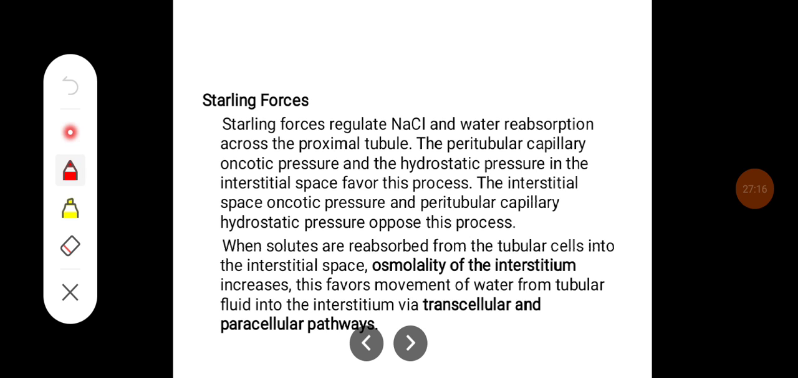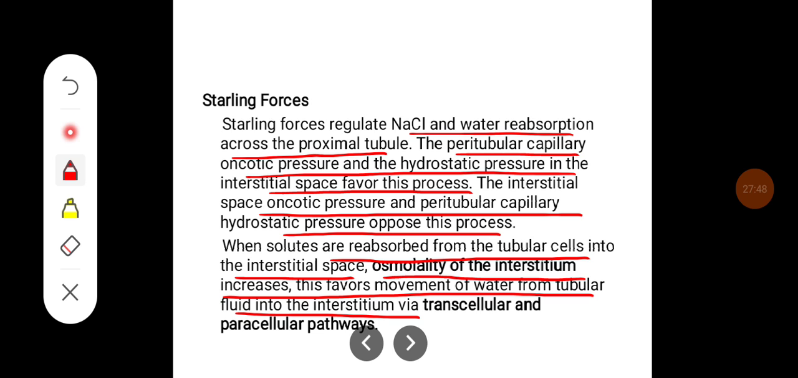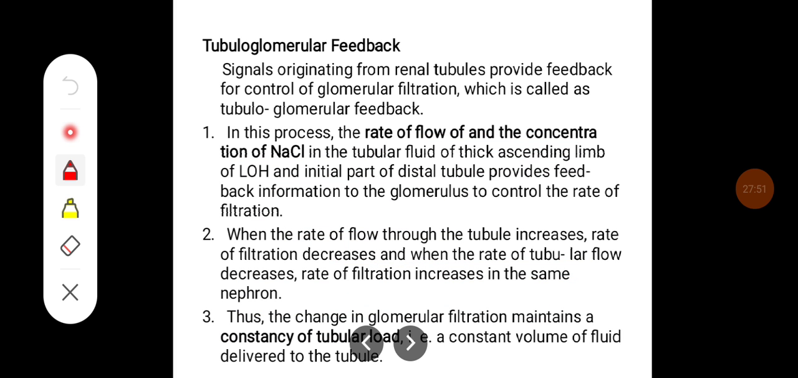The Starling forces regulate sodium chloride and water reabsorption across the proximal tubule. The peritubular capillary oncotic pressure and hydrostatic pressure in the interstitial space favor this process. The interstitial space oncotic pressure and peritubular capillary hydrostatic pressure oppose this process. When solutes are reabsorbed from the tubular cells into the interstitial space, osmolarity of the interstitium increases. This favors the movement of water from tubular fluid into the interstitium via transcellular and paracellular pathways.